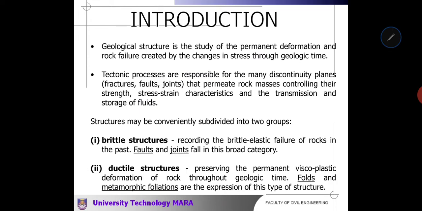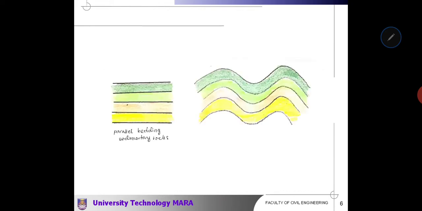This is a study of the deformation of rock and rock failure created by changes in stress in geologic time. Before we understand the sentence, this is what you already know. In sedimentary rock, what we have is parallel bedding. This is the original rock, and there are no changes. If exposed to the atmosphere, there is no change in stress, so this remains intact.